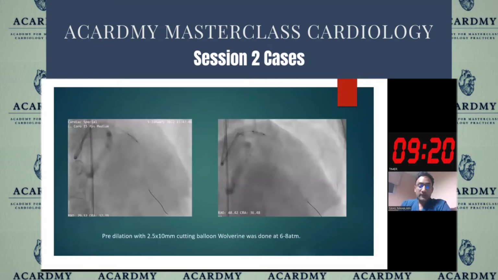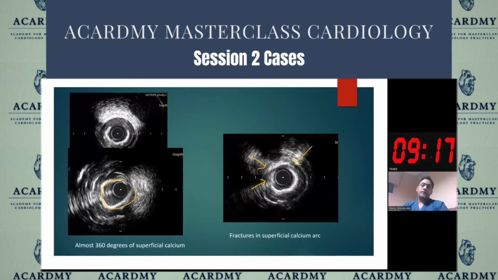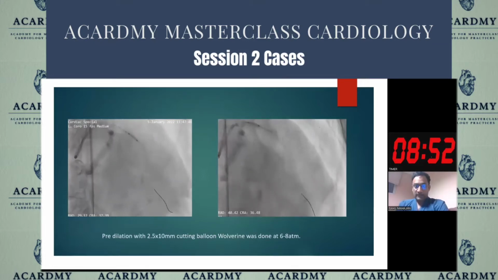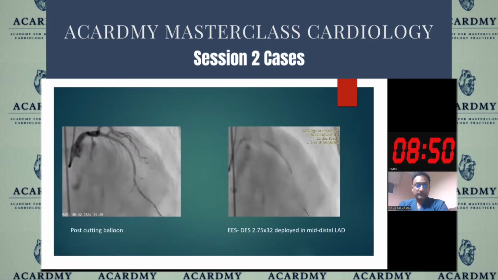This is the post rota and NC IVUS, and we can see that there is dense calcium around through 360 degrees, and on the right hand side we can see the calcium cracks which have been produced after the rotational atherectomy. Since the calcium arc was 360 degrees, we decided to use a 2.5 into 10 mm cutting balloon, and it was used at 6 to 8 atmospheres in the middle and the proximal part of the LAD. This was the angiogram post cutting balloon.